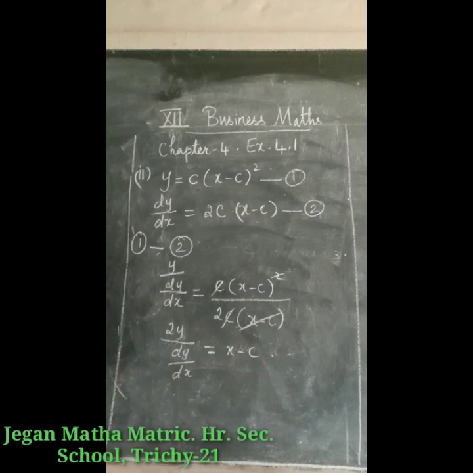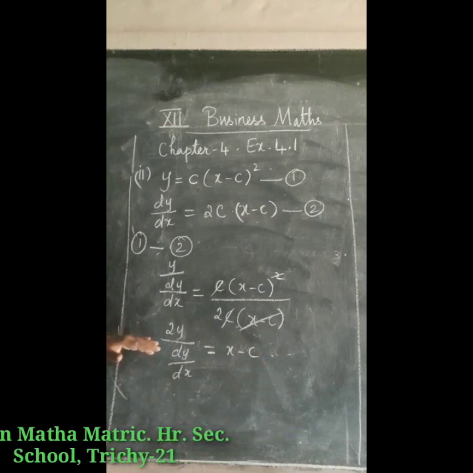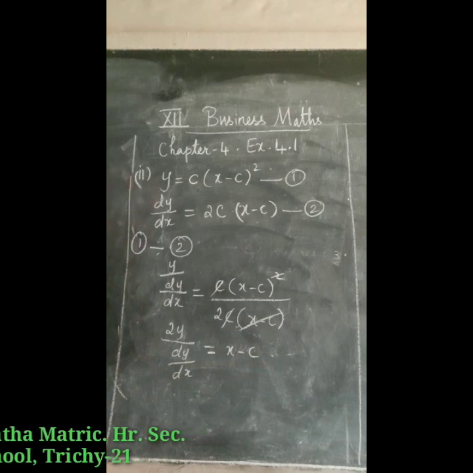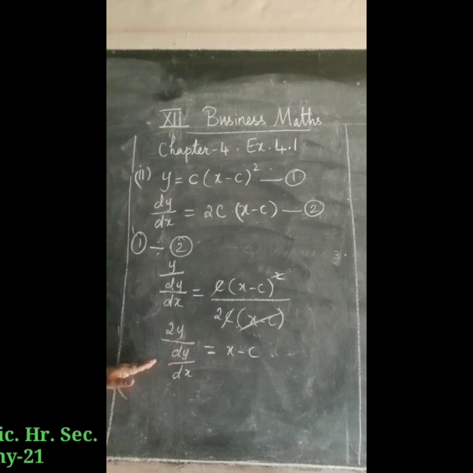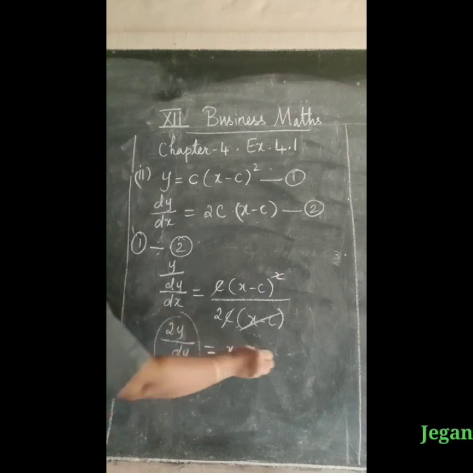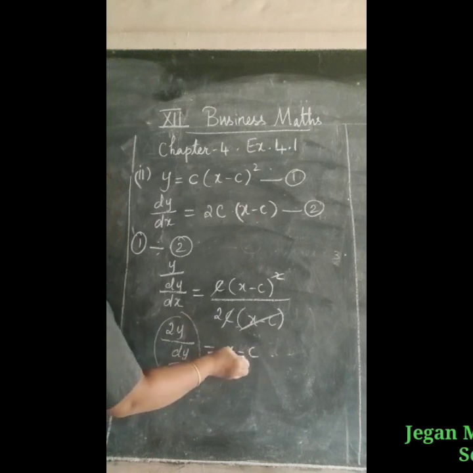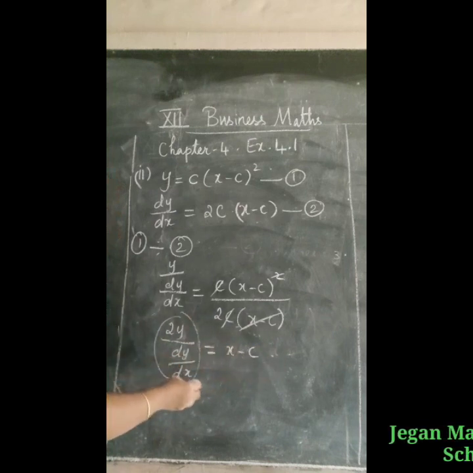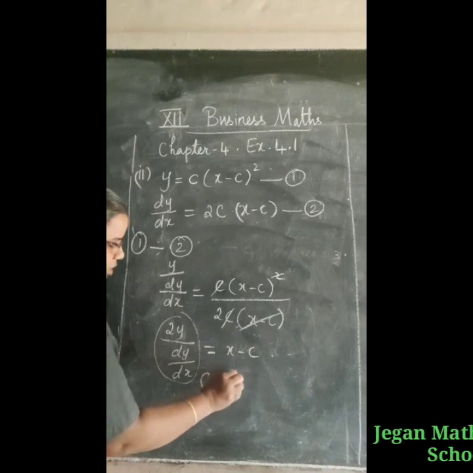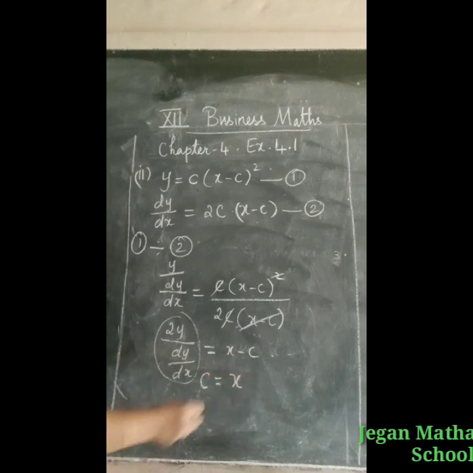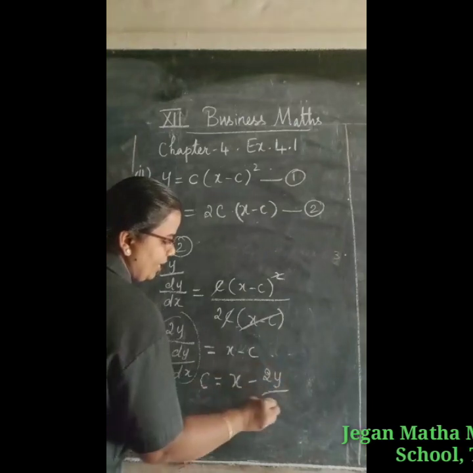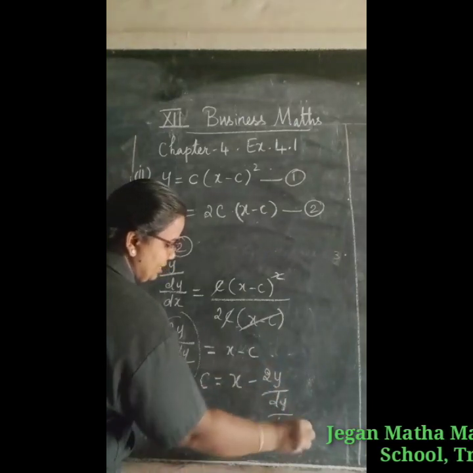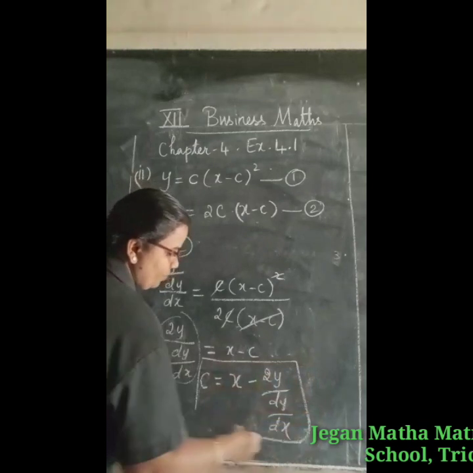What is c? We want only c, and only then can we substitute in the first equation. So we have to change it into c is equal to. The x term goes to the other side, and minus c comes to this side as a plus value. So c is equal to x minus 2y by dy by dx. This is the c value.